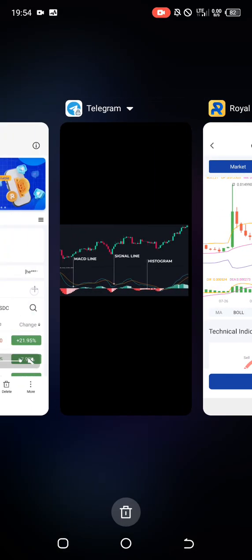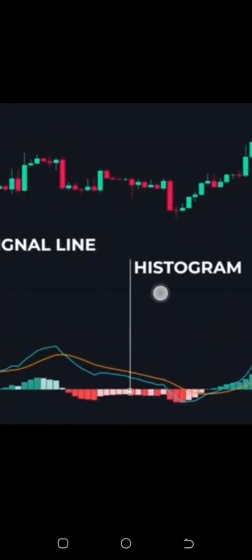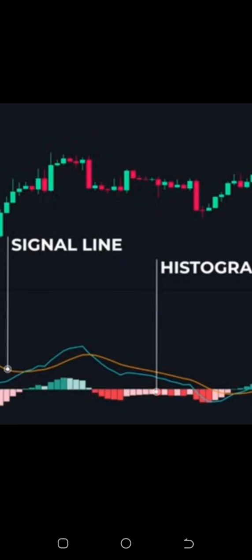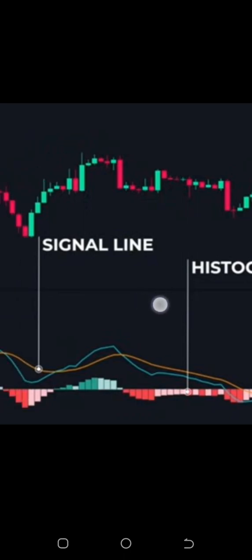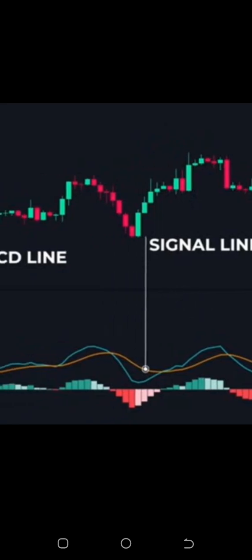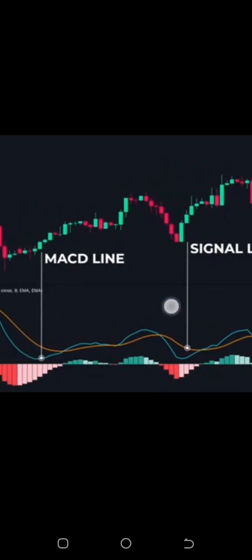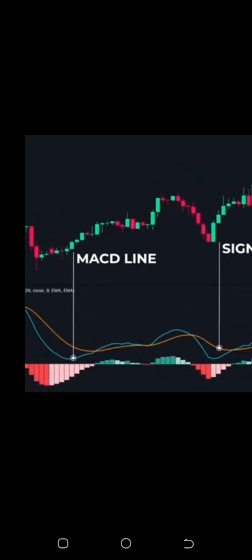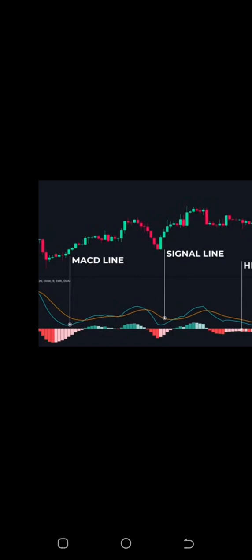This is the spelling. As indicated here, the histogram is being pointed at the red. You see the red and the green bar, those are called the histogram. And the signal line, and then we have the MACD line, which is like turquoise. Beautiful. So the MACD line is calculated by subtracting the 26 exponential moving average from the 12 exponential moving average. You get me?